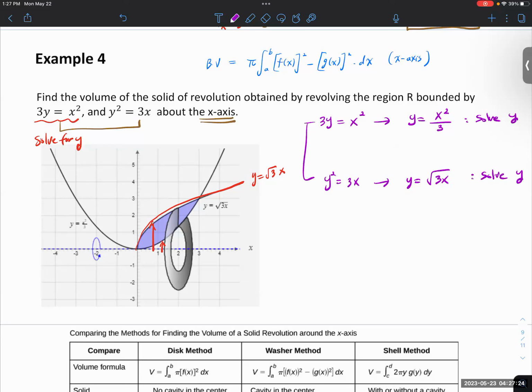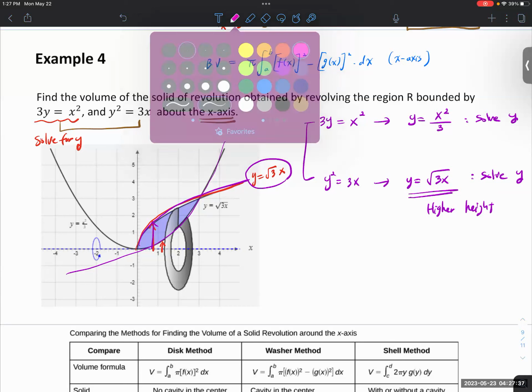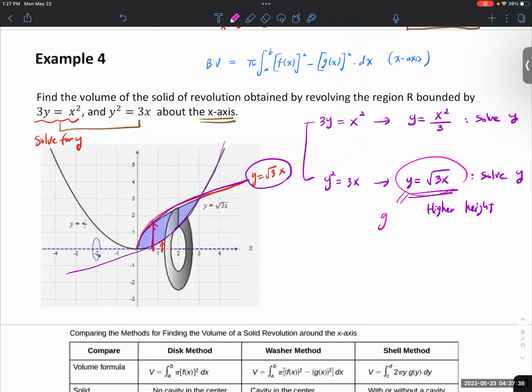So now we define that this is a radical 3, this is a quadratic. So this is the higher height, so this is going to be the f function. My bad, this is going to be f because it's the higher one. Sorry, f of x. Why am I doing f of x, right? Because it's a rotating x-axis. This is going to be g of x.